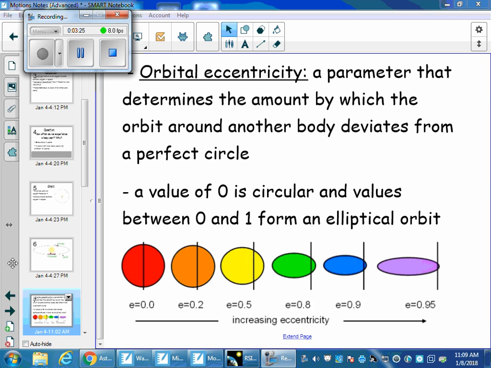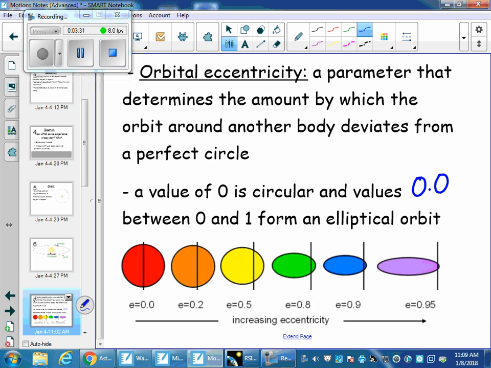And to put this into perspective, the orbital eccentricity of the Earth is 0.017. So very, very close to a circle, but it is not a perfect circle. It is slightly elliptical. Okay.